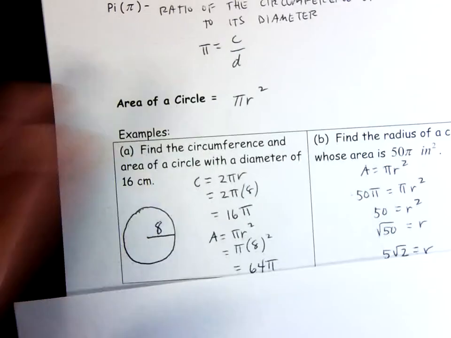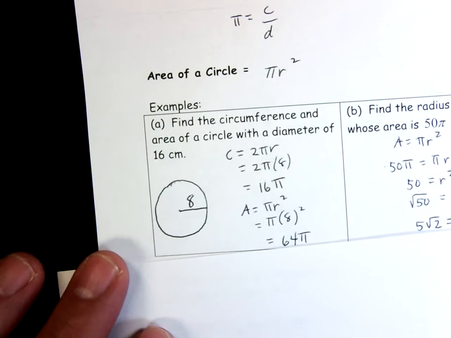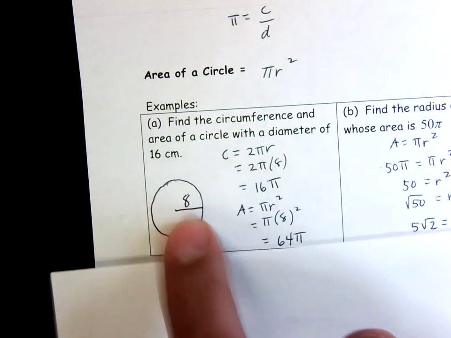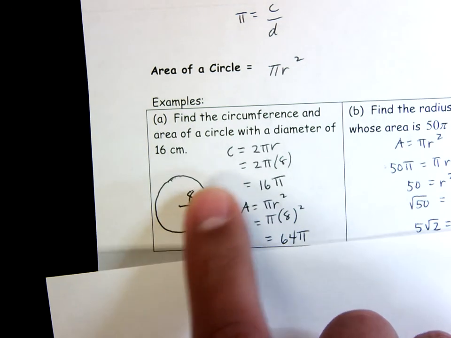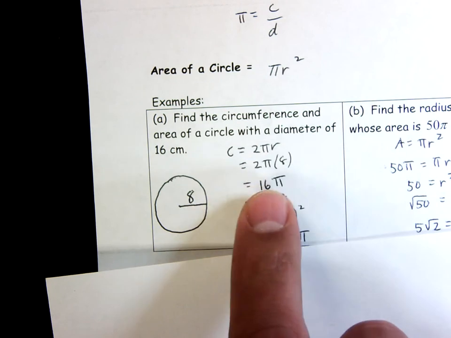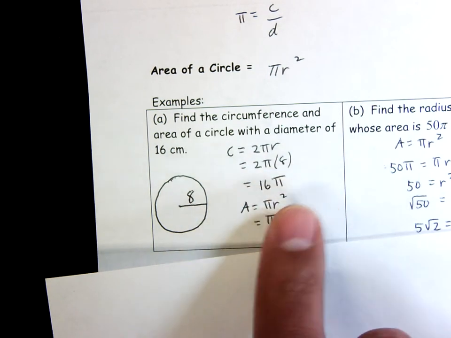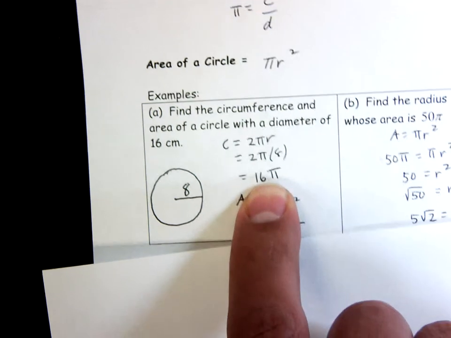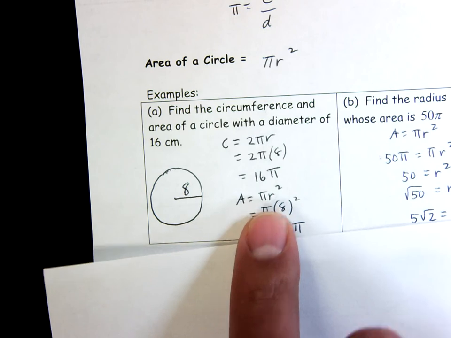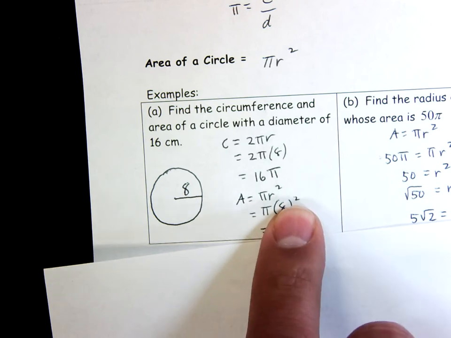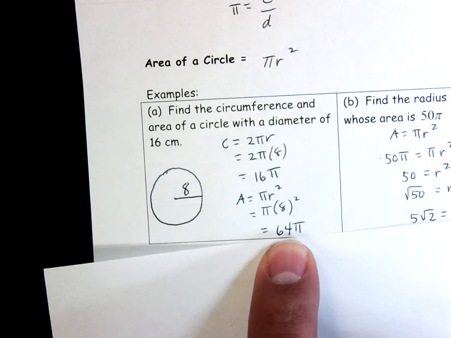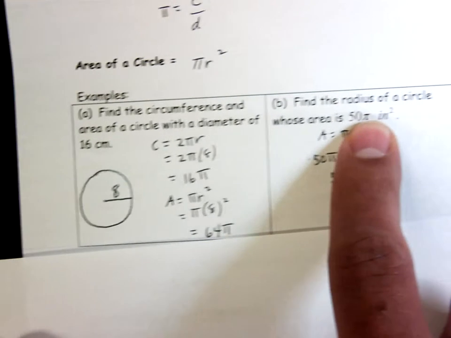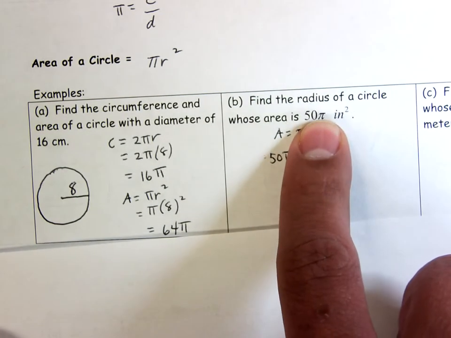Alright, so it says find the circumference and area of a circle with a diameter of 16 centimeters. Well, if the diameter is 16, then of course the radius has to be 8. So the circumference is equal to 2 times pi times r, which is 2 times pi times 8, which we'll just leave as 16 pi. We're not going to multiply out the pi. That's our answer. And so the area is pi r squared, which is pi times 8 squared. 8 squared is 64, so our area is 64 pi. Pretty straightforward.